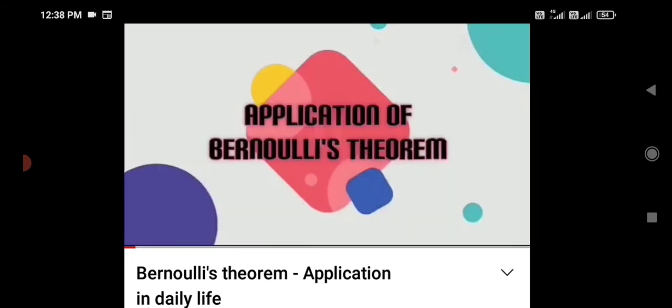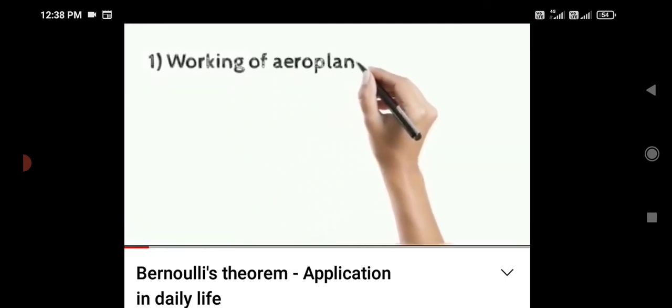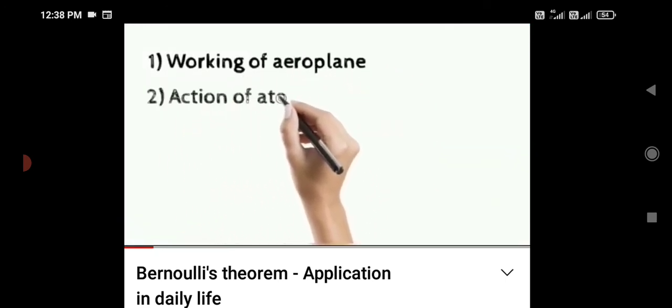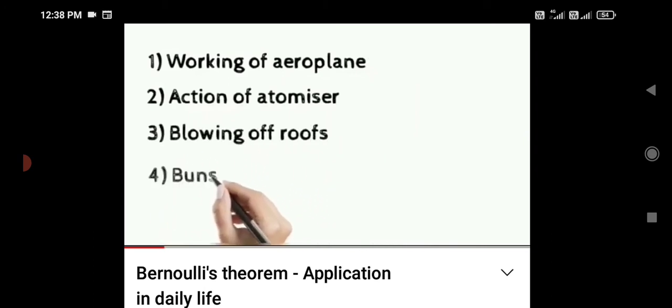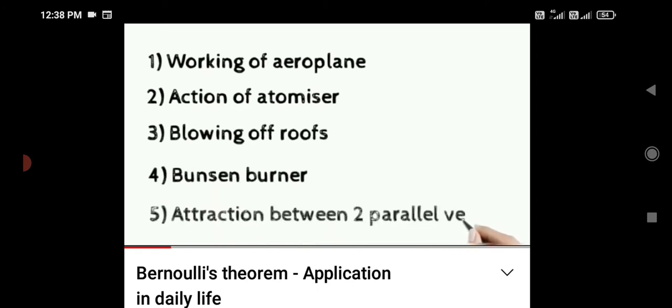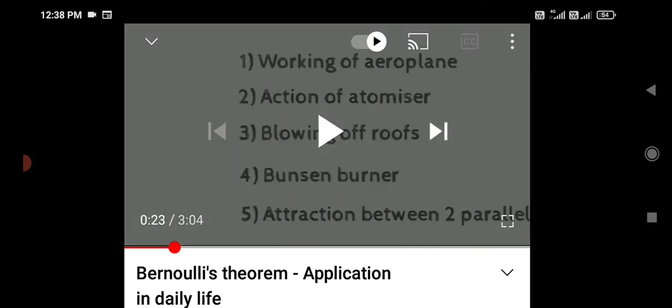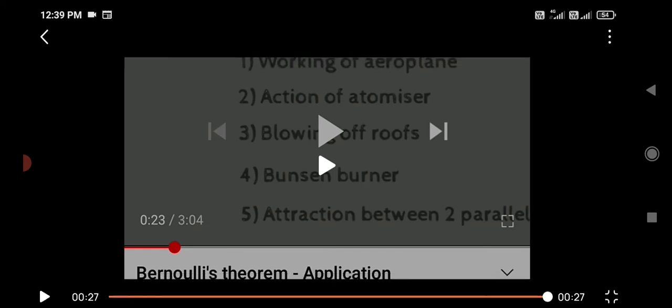First application on the blackboard is the aerofoil: the flying of an aeroplane, the working of an aeroplane. Second, action of an atomizer or sprayer, like a hit sprayer. Blowing off of roofs in a storm. Bunsen burner in the chemistry lab. Attraction between two parallel boats in a race. These five are applications of Bernoulli's theorem. Once again, I will explain.